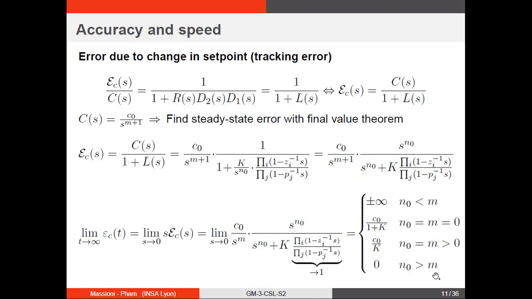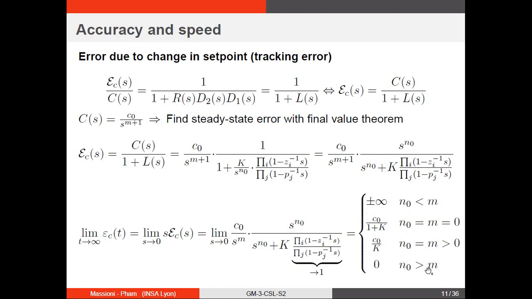If n naught is bigger than m, then you get a 0 over here and your limit is 0. It means that if the number of integrators in the loop is bigger than m, then you get zero steady state error. If you have n naught equal to m, so as many integrators in the loop as m, then you get some finite numbers. If the number of integrators in the loop is strictly smaller than m, then you get infinity.